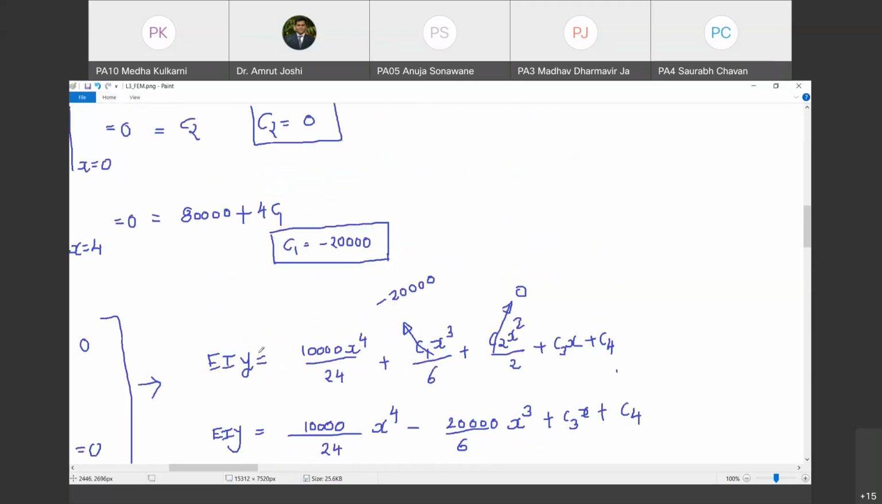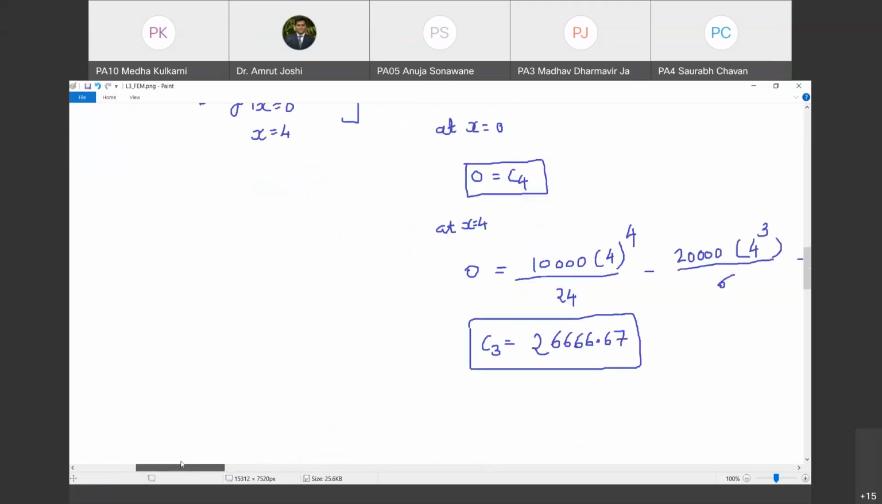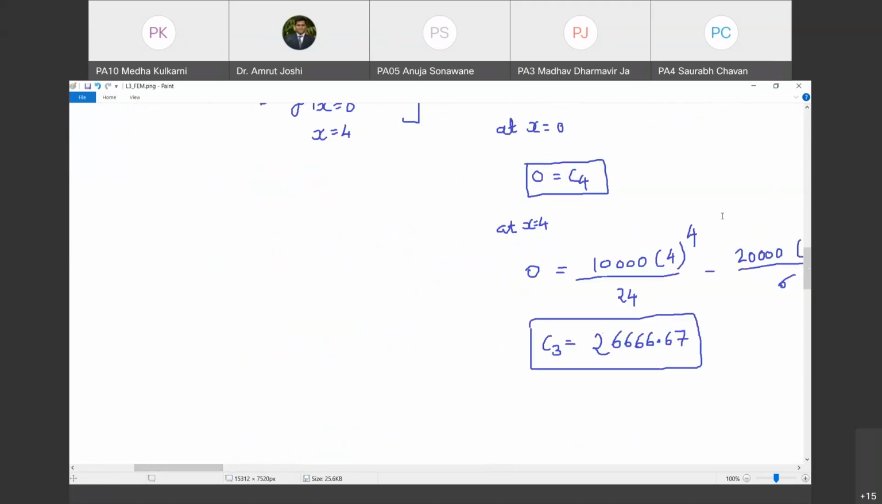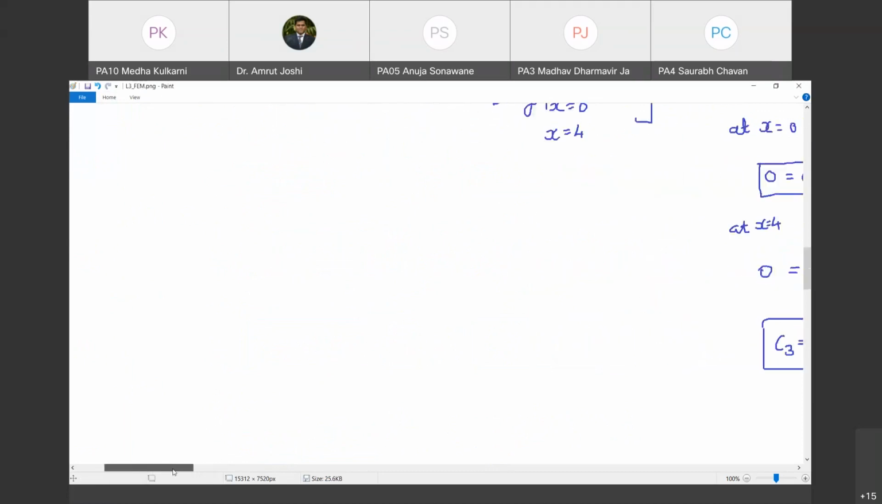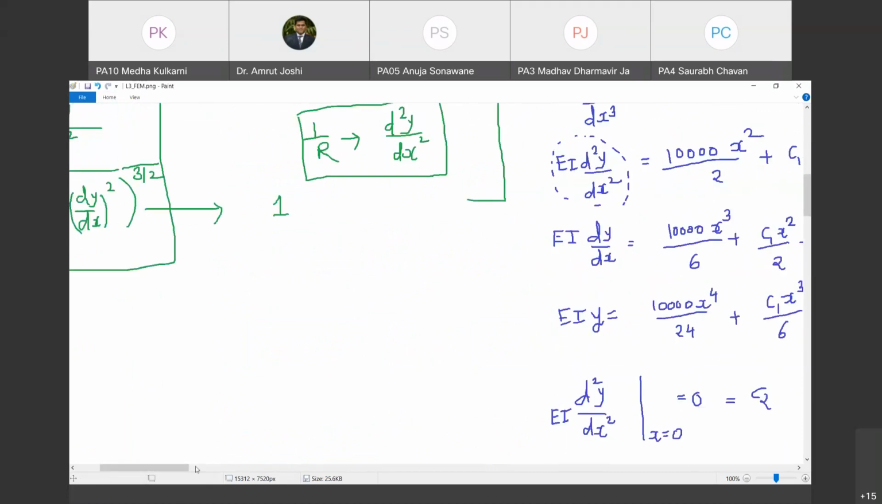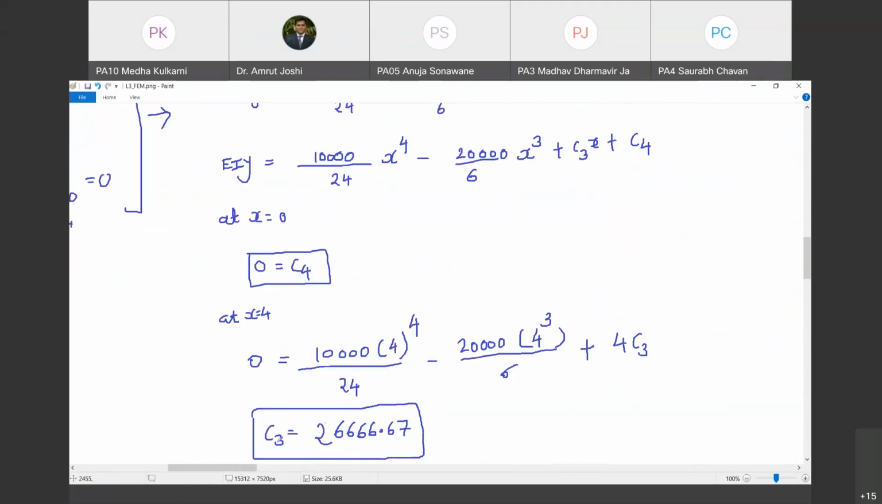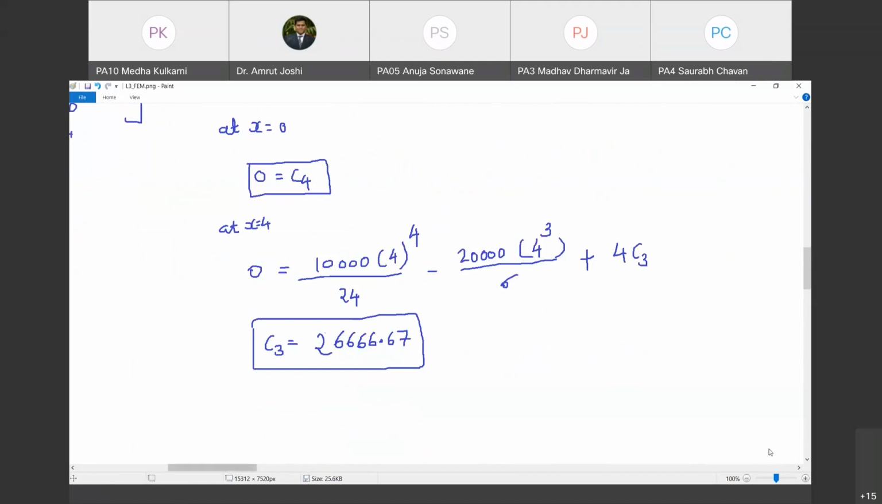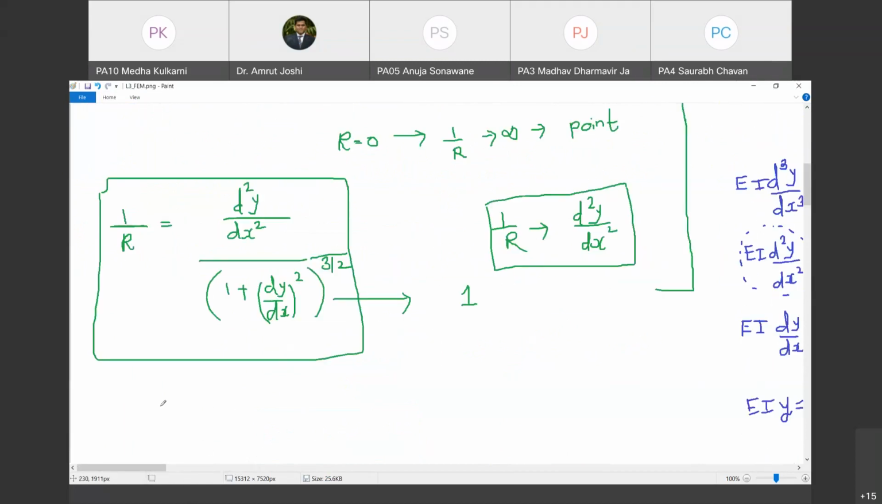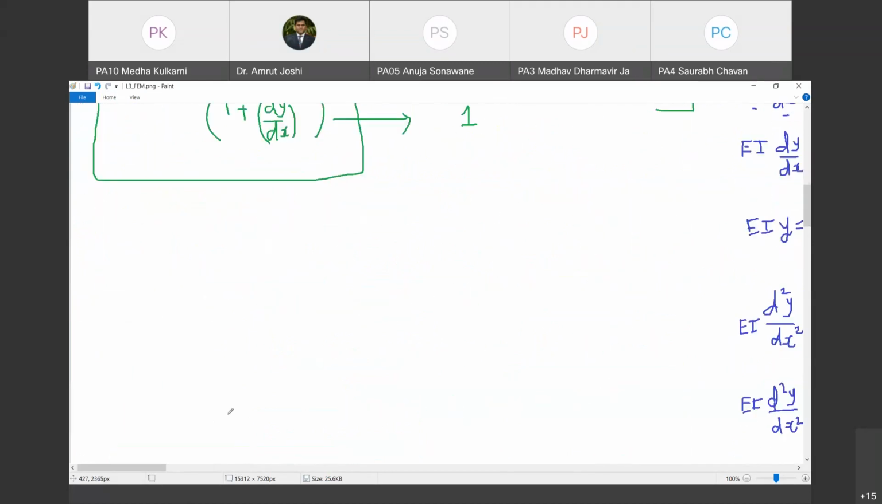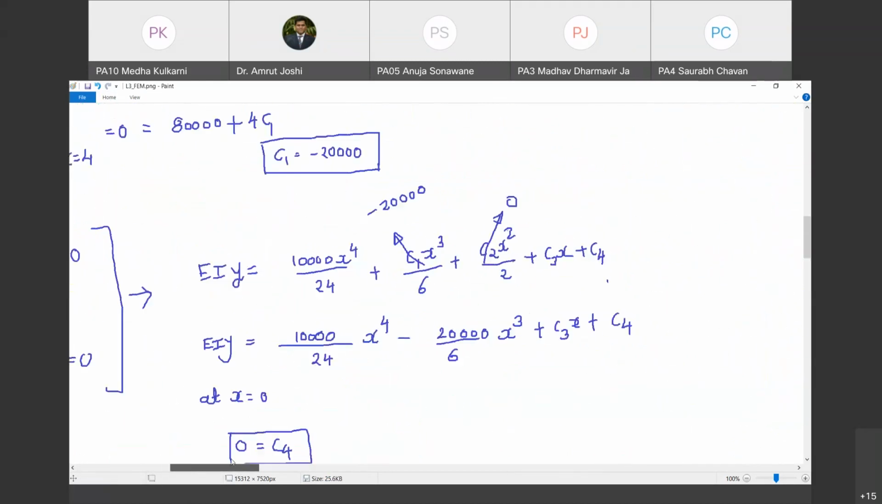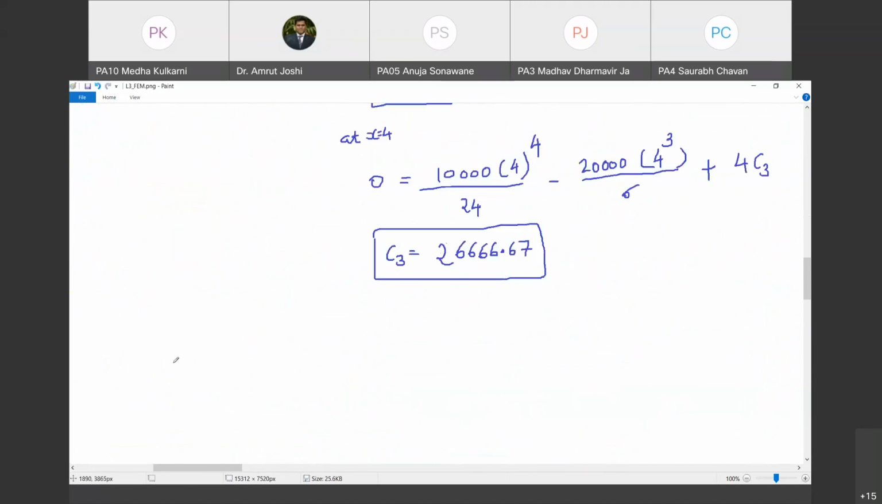So what is the equation for y? Can you now tell me the answer? Chalo. So that's what we were looking for. We wanted to have the equation of deflected shape. Do you agree with me? So let me write down the expression. So where should I write? Let us write it here.